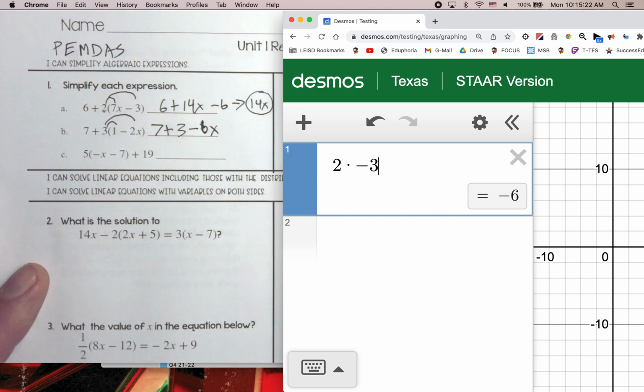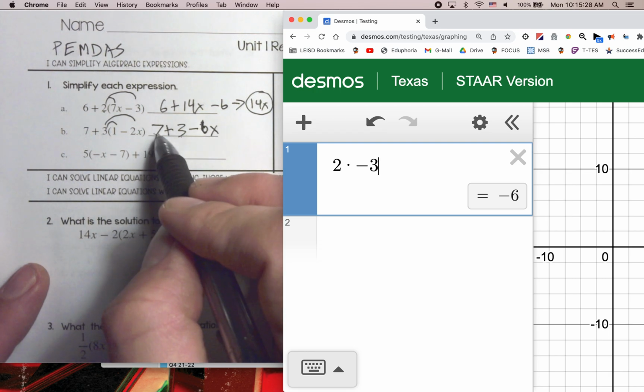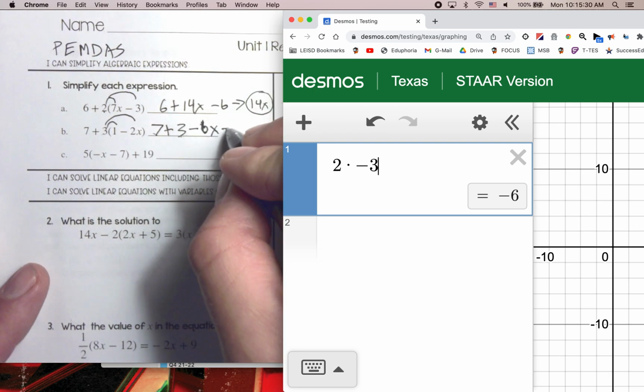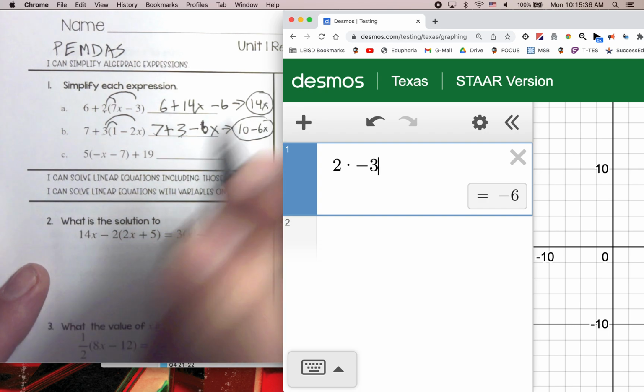And then finally, we want to see if we can combine like terms. These two are straight up numbers, also called constants. So 7 plus 3 is 10. So this simplifies to 10 minus 6x. I must circle my answer.